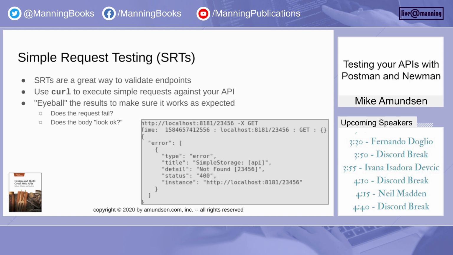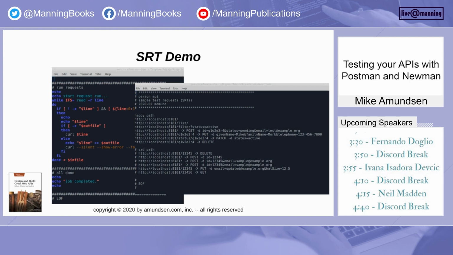Did I get a 200? Did I get a 400? Did I get the fields I was looking for? When I write the Postman test, the detailed test, then I'll actually do much more detailed checking and questioning of the shape and the actual values in the response. But here, I just want to make sure that it works out okay. So validating the input using curl or some other tool and making sure that it actually returns what it wants. Let's take a look at an example of SRTs in action.